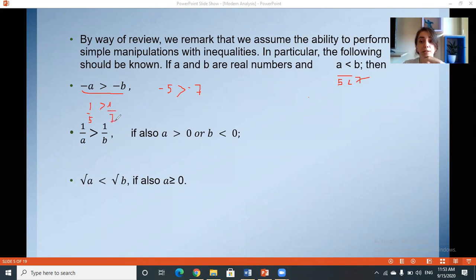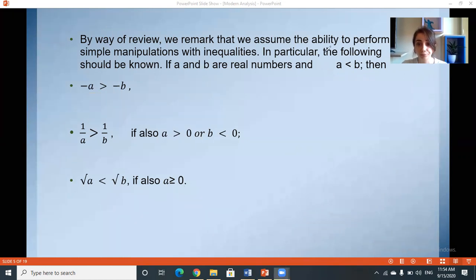But here we have one premise: if A is greater than 0 and B is greater than 0, and A is less than B, the square root of A is also less than the square root of B if this condition is satisfied.